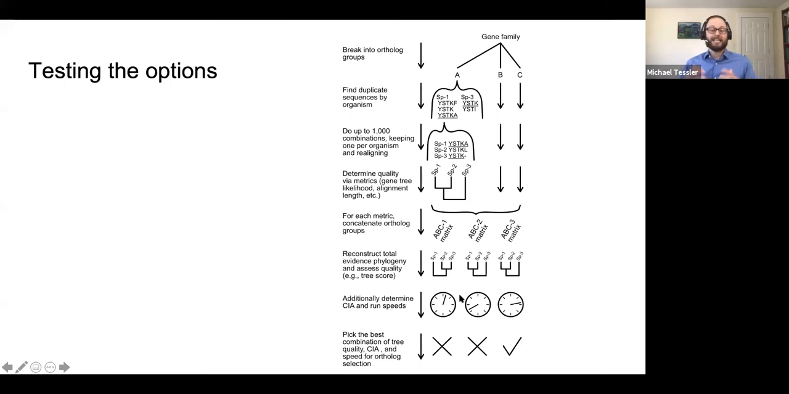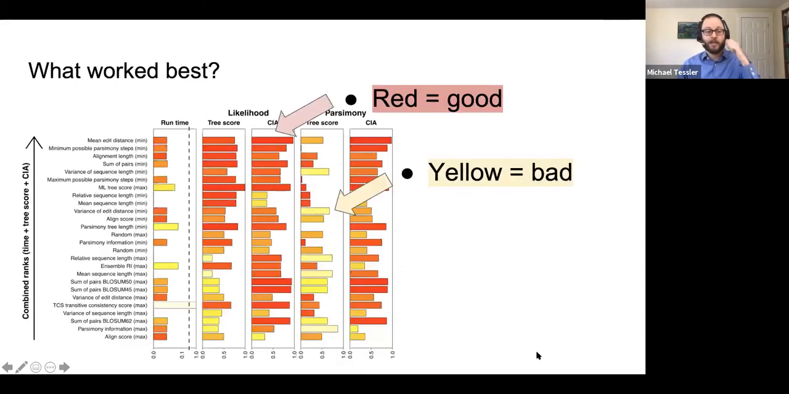So a lot of people have done things like this, but they tend to pick one metric for picking between the multiple copies, and it's not based on anything. It might be a good idea, it might be a bad idea, but it's never been tested. So we tested a few dozen different metrics for the speed, for the tree scores they built for their individual gene trees, and for the total evidence analysis, as well as some other metrics that I mentioned before, like these tree score types of things.